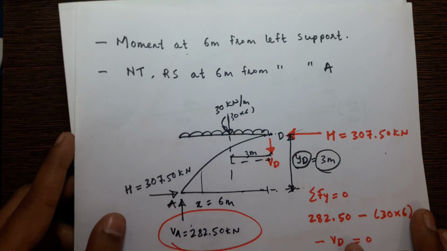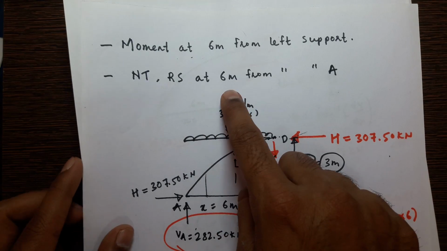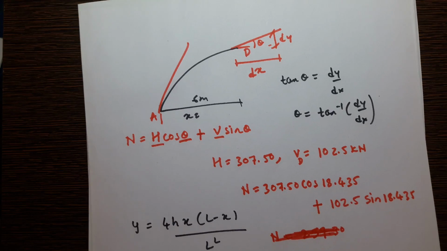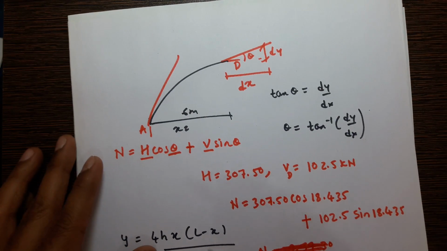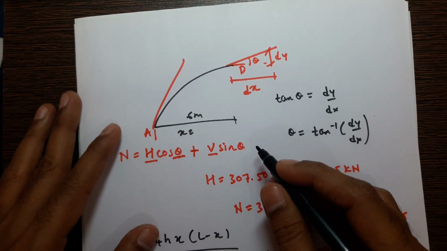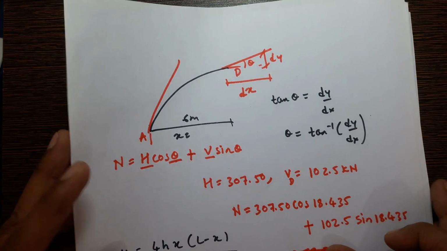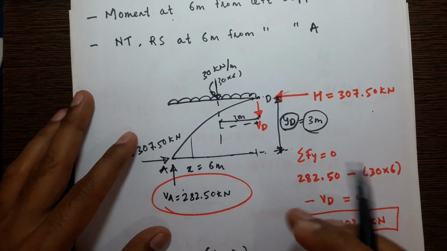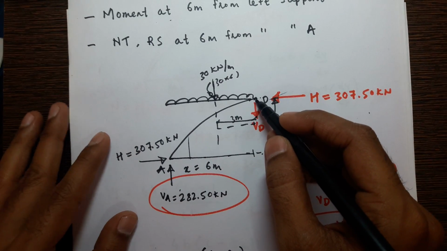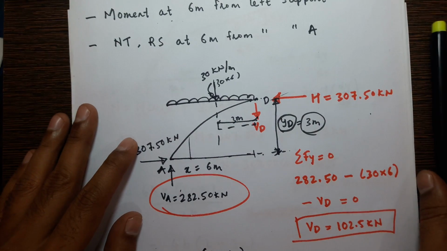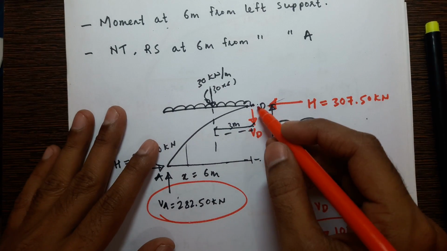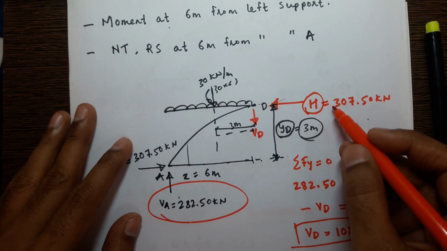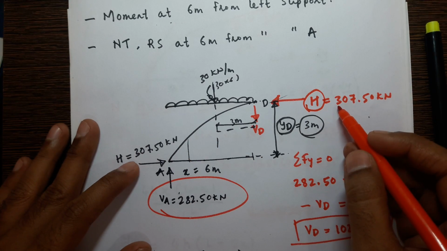Coming back to the problem, we have to calculate normal thrust and radial shear at a distance of 6 meters from A. For that, you have to draw the free body diagram. At this point you have to calculate normal thrust and radial shear. You have to find H, which will remain constant, so the value of H will not change.